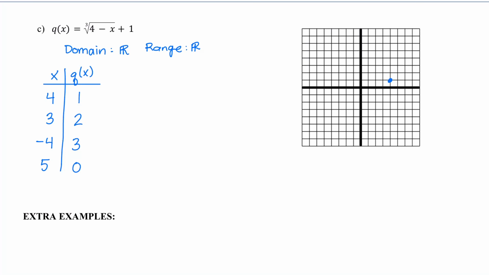4, 1. 3, 2. 5, 0. And negative 4, 3. So here, my graph, if I connect the dots with a smooth curve, is going to look something like this.